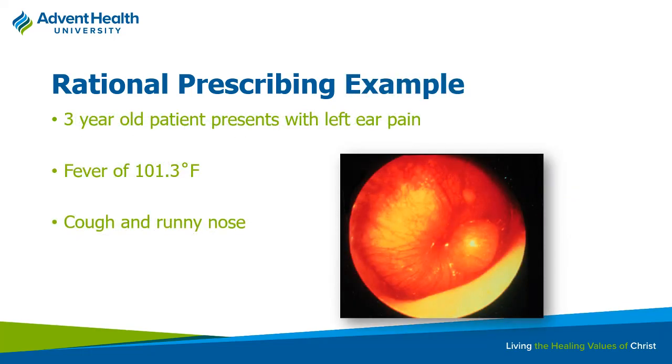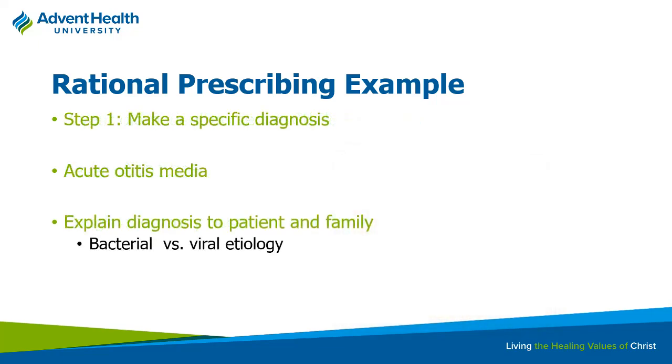Okay, so let's go through an example here. Let's say we have a 3-year-old that presents with left ear pain, a fever of 101.3, and cough and runny nose. You take your handy dandy otoscope, and what do you see? Does that look normal? Not normal? It's pretty mad, right? So what do we think? Probably acute otitis media, right? So very classic textbook case there.